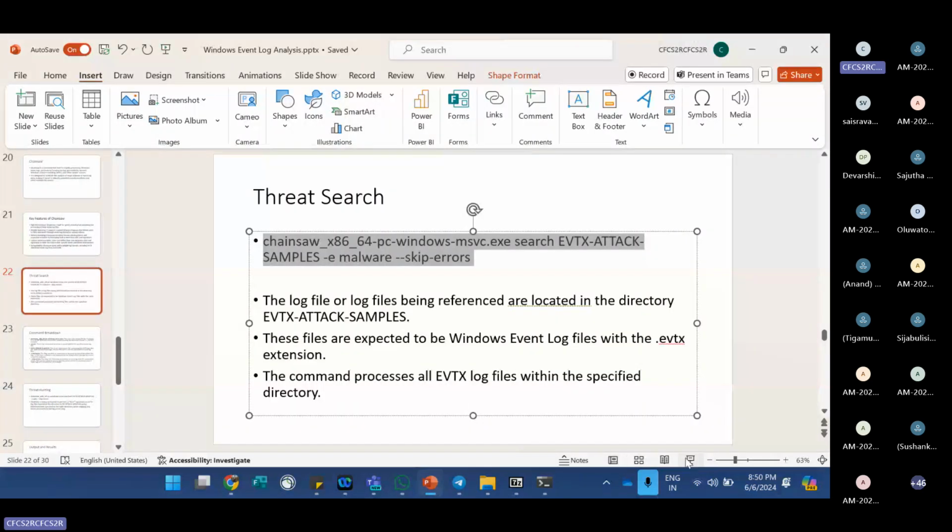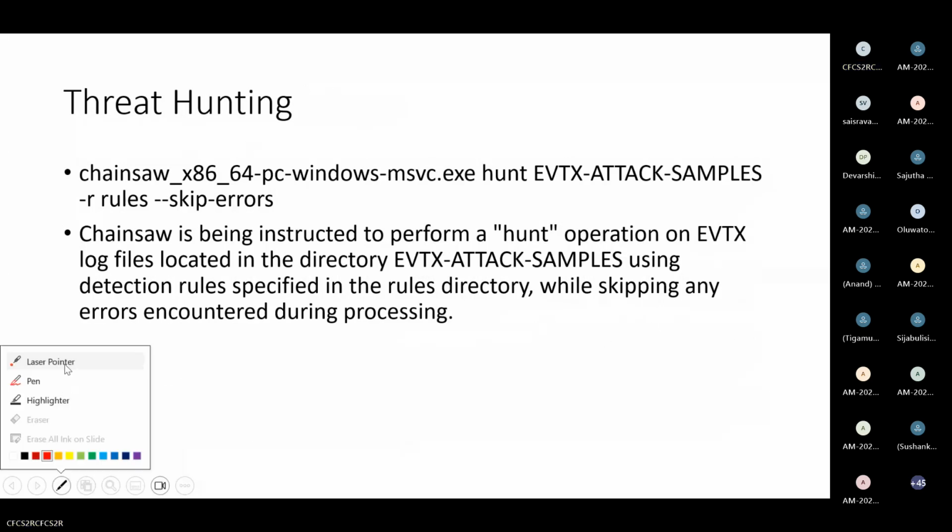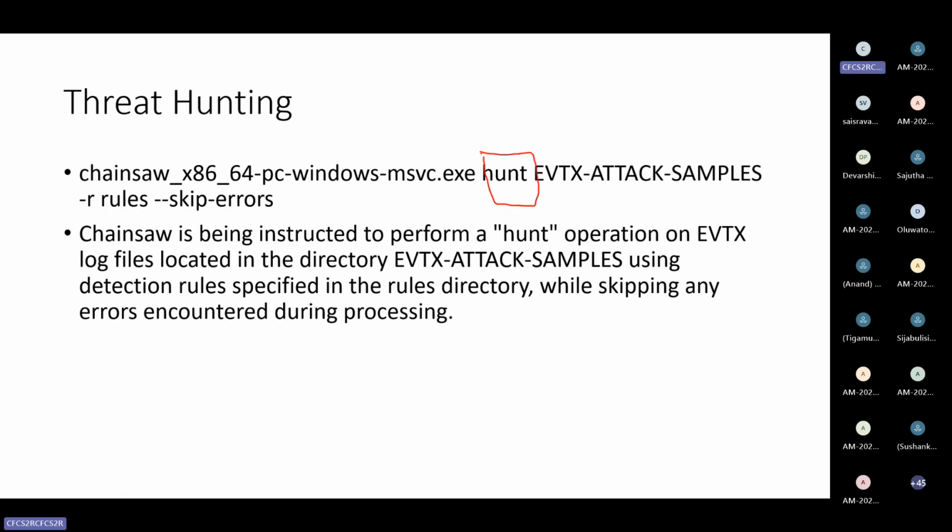Now, if you go to some further command, there is a command that we are using for hunting purposes. For threat hunting, we are using this particular command. So Chainsaw is being instructed to perform a hunt operation on EVTX log files located in this particular directory, using detection rules specified in the rules directory.